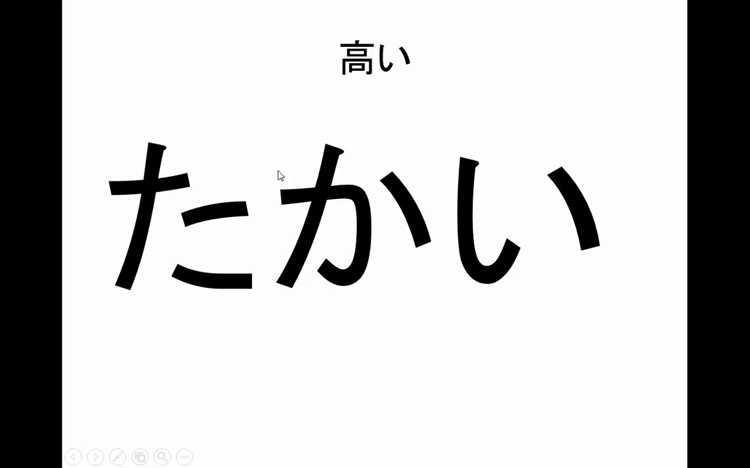So, this is takai, expensive, and it also can be literally high or tall. Okay, so just like English, high has double meaning, high prices, high building. Takai can mean tall for a person, tall for a building, and it can also mean a high price. Takai desu. What about the kanji for that?